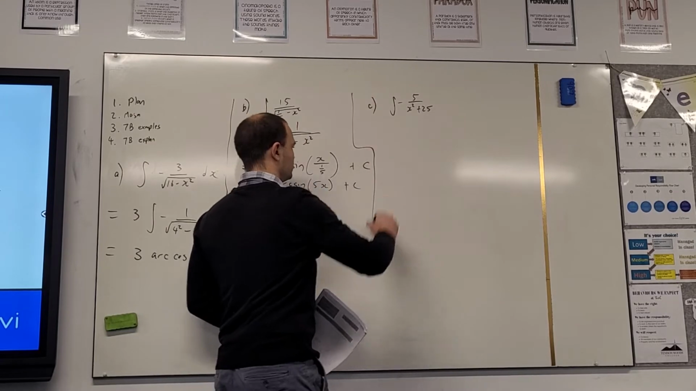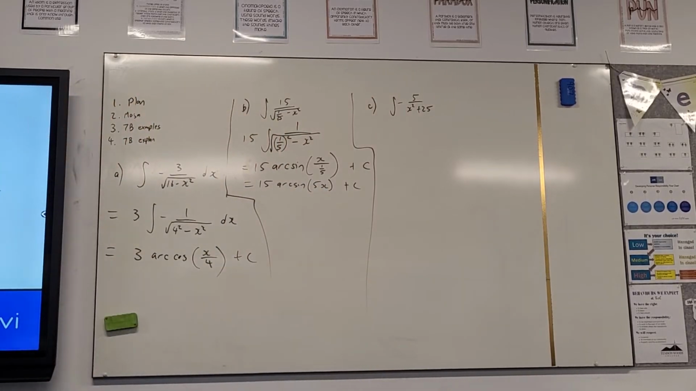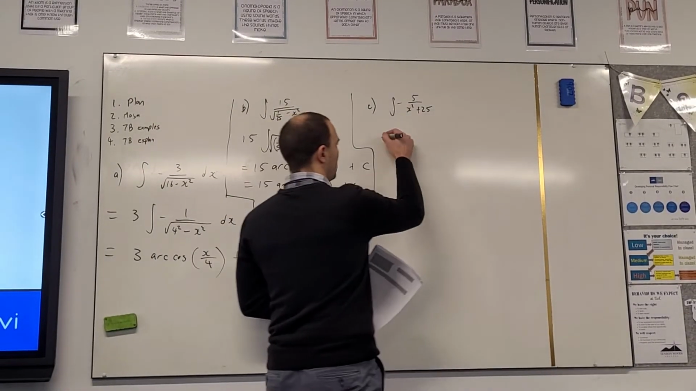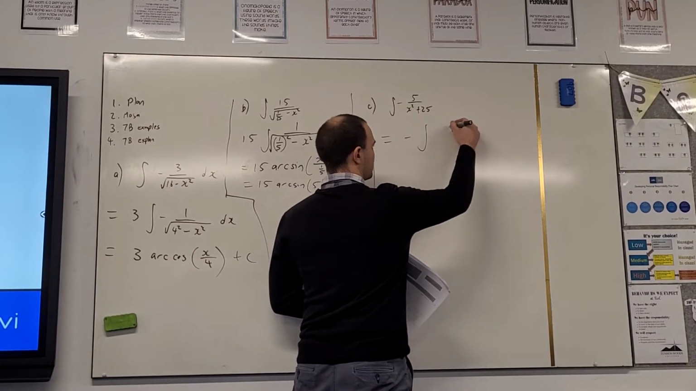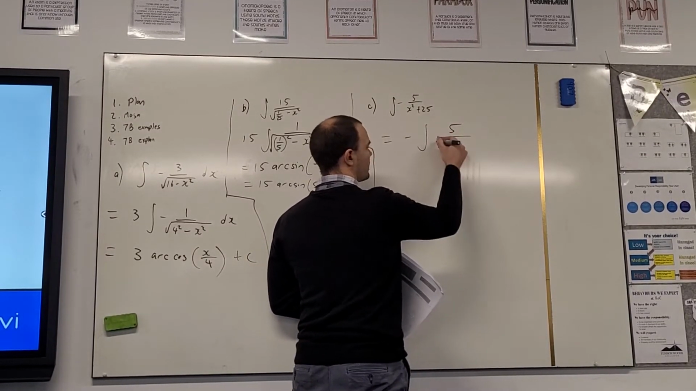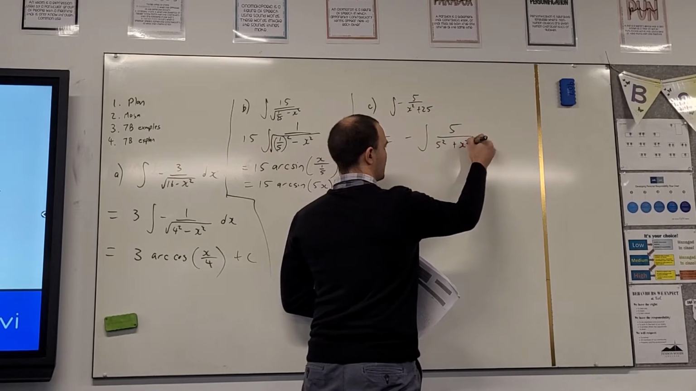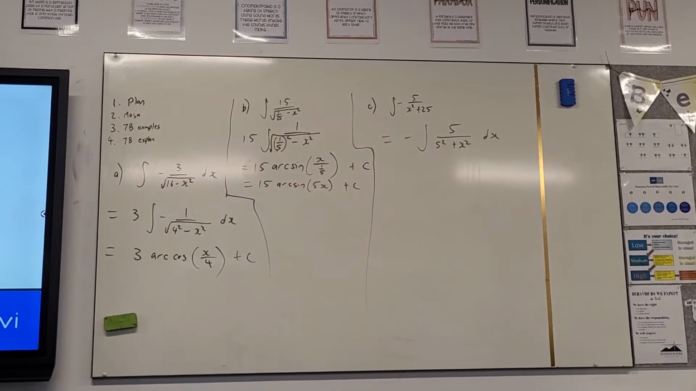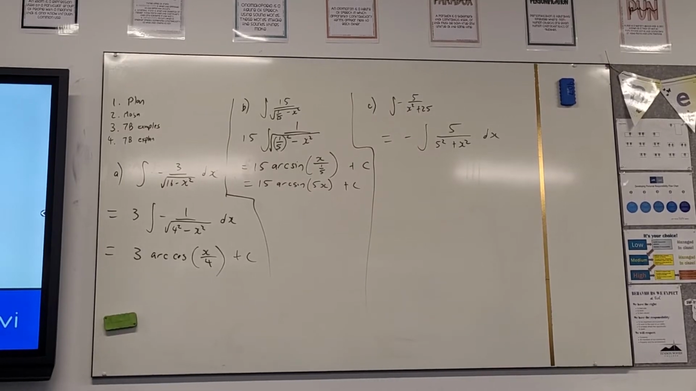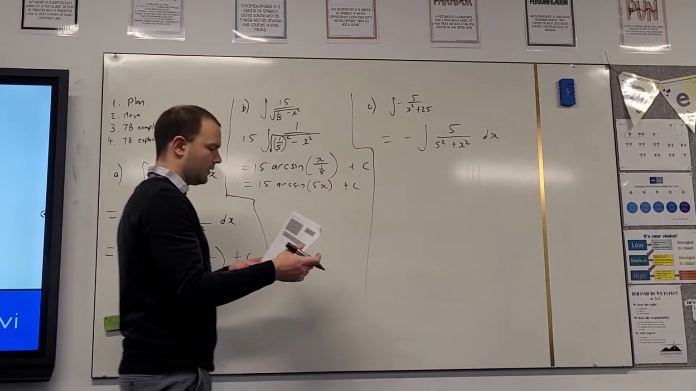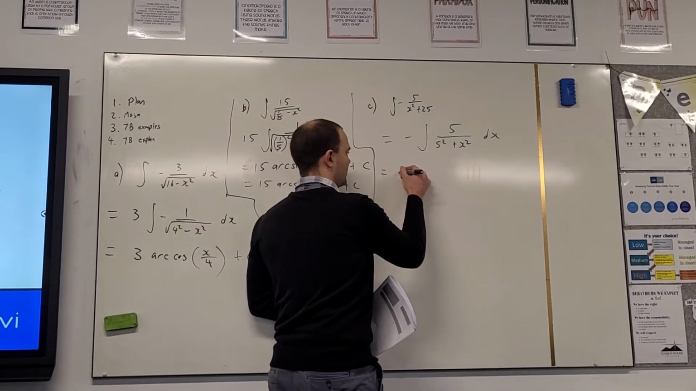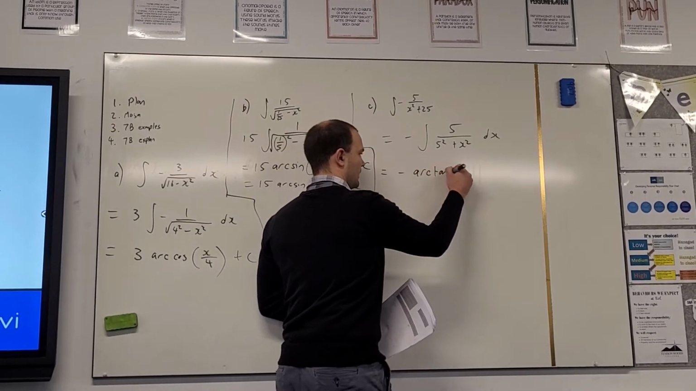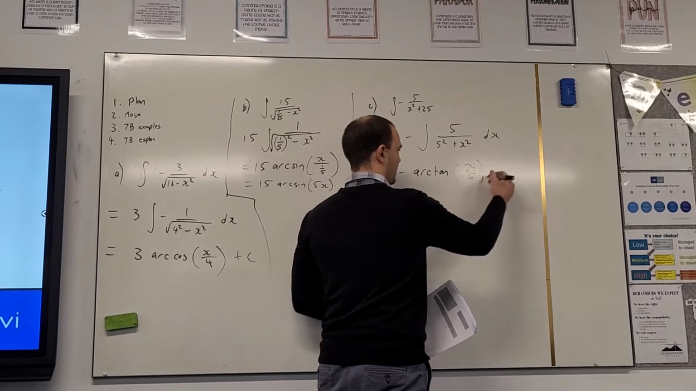Here's C. -5 on top of x squared plus 25. So I'm going to pull that negative out the front this time, and what we can see is we've got 5 on top of 5 squared plus x squared. That would be an alternative way of writing it. And now we've manipulated it so that it resembles the one in the bottom right. So this is going to evaluate to, the negative is going to hang out the front, arctan of x on a plus C.